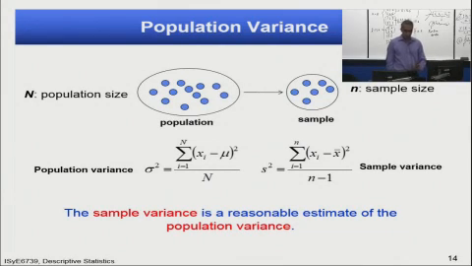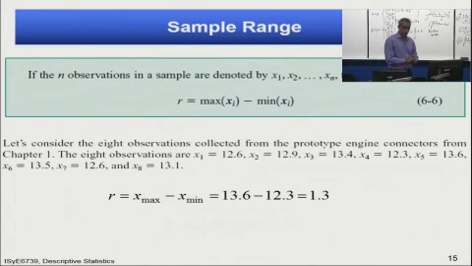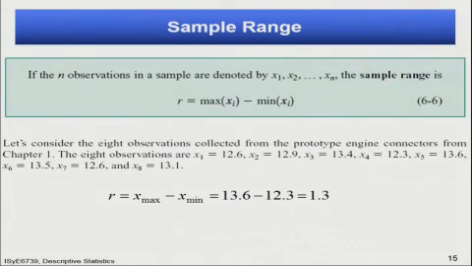The take-home message for this slide is just the notation: s squared and how to calculate the sample variance, and sigma squared and how to calculate the population variance. Any questions? Okay, good. Sample range is just maximum minus minimum. Maximum is 13.6 in this example. Minimum is 12.3. So range is 1.3. That's it. Very simple.